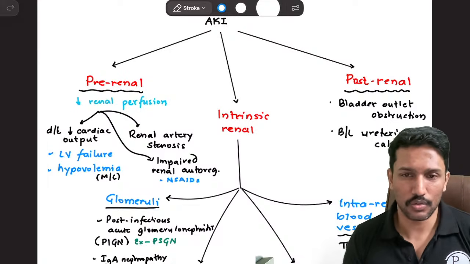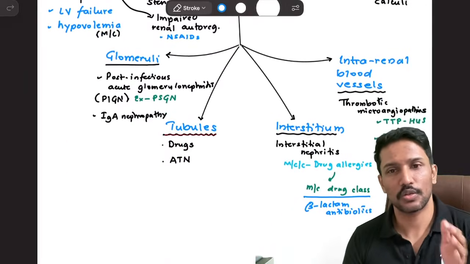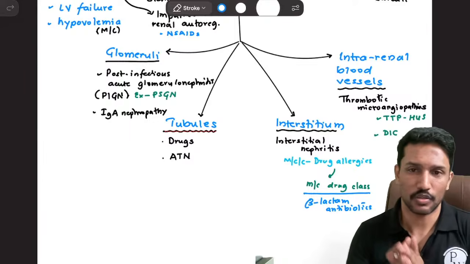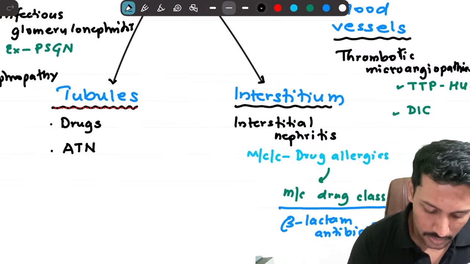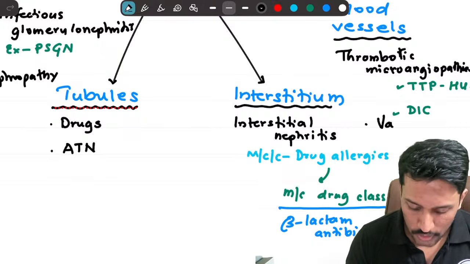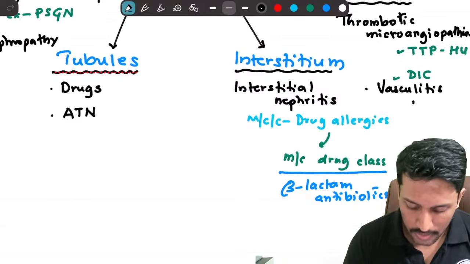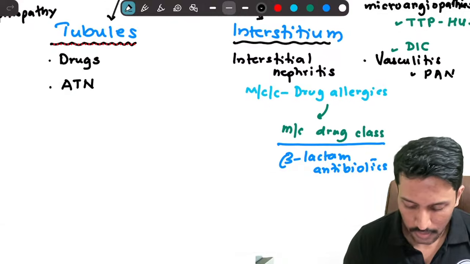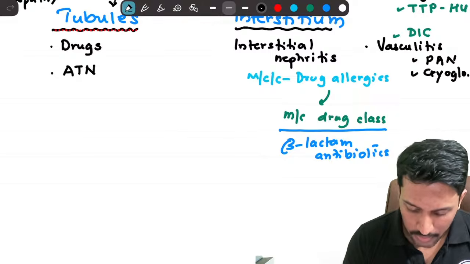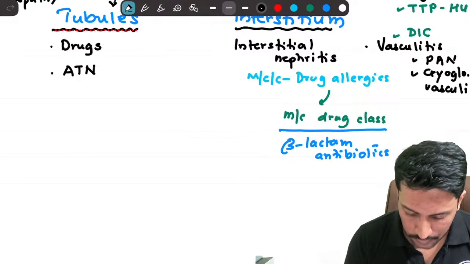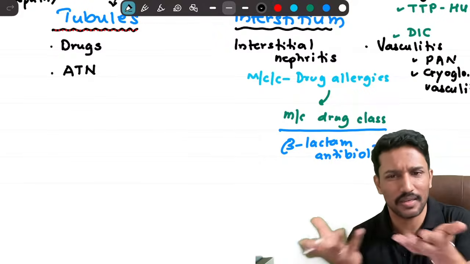The intrinsic renal causes we will divide into glomerular disorders, tubular disorders, interstitial disorders, and intrarenal blood vessel disorders. So in intrarenal blood vessel disorders, thrombotic microangiopathies are one. The other one is vasculitic syndromes, like polyarteritis nodosa or cryoglobulinemic vasculitis. They may present with acute kidney injury because blood vessels are getting inflamed.